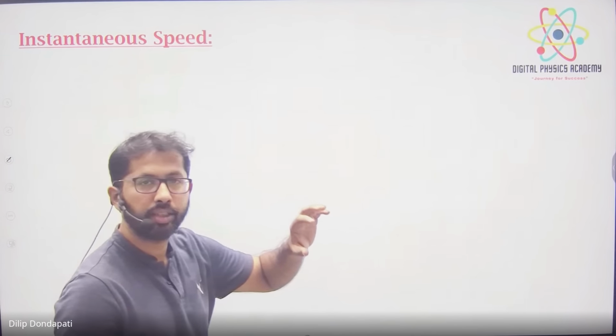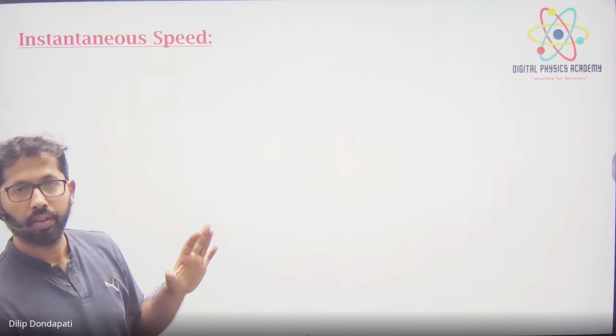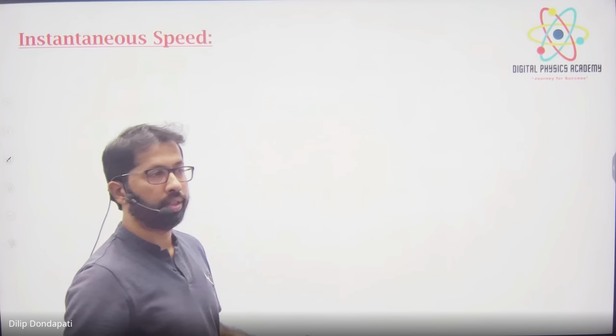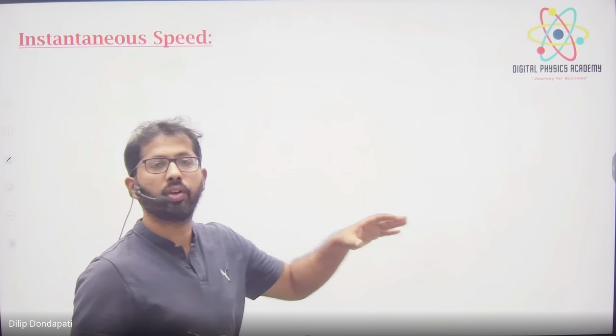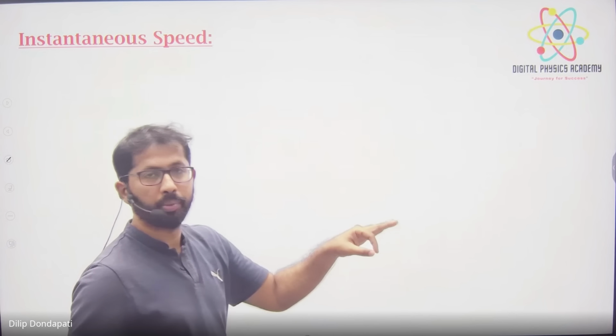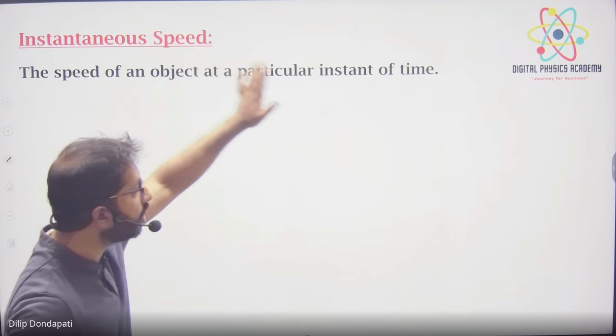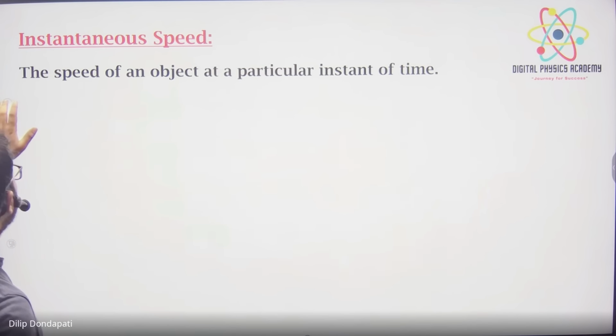Yes. So the last one is instantaneous speed. Instantaneous speed means at a particular instant, what is the speed we want to know. Suppose I run for 5 seconds. What is my third second speed? What is my fourth second speed? That is called instant speed. Average means total distance by total time taken, not like that. The speed of the object at a particular instant of time is called instantaneous speed.